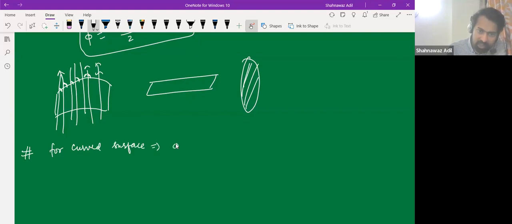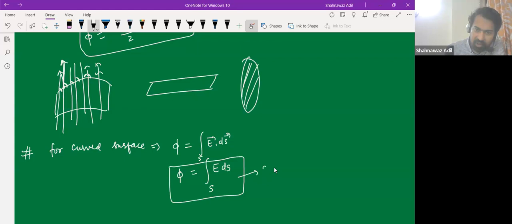We write phi as the integral of E dot ds, right? And we use this in such a way that these are parallel to each other. The surface will have this direction, and if I take the electric field lines such that these are parallel, this would be simply E ds, in some surface. So this is the surface integral. I will not go into the details, but this is important.